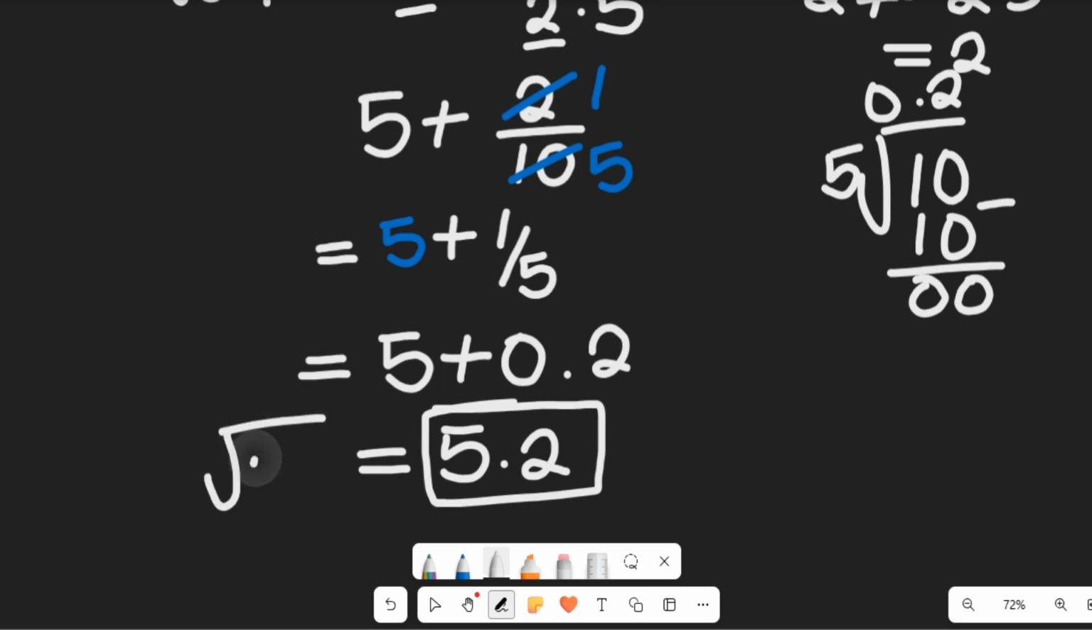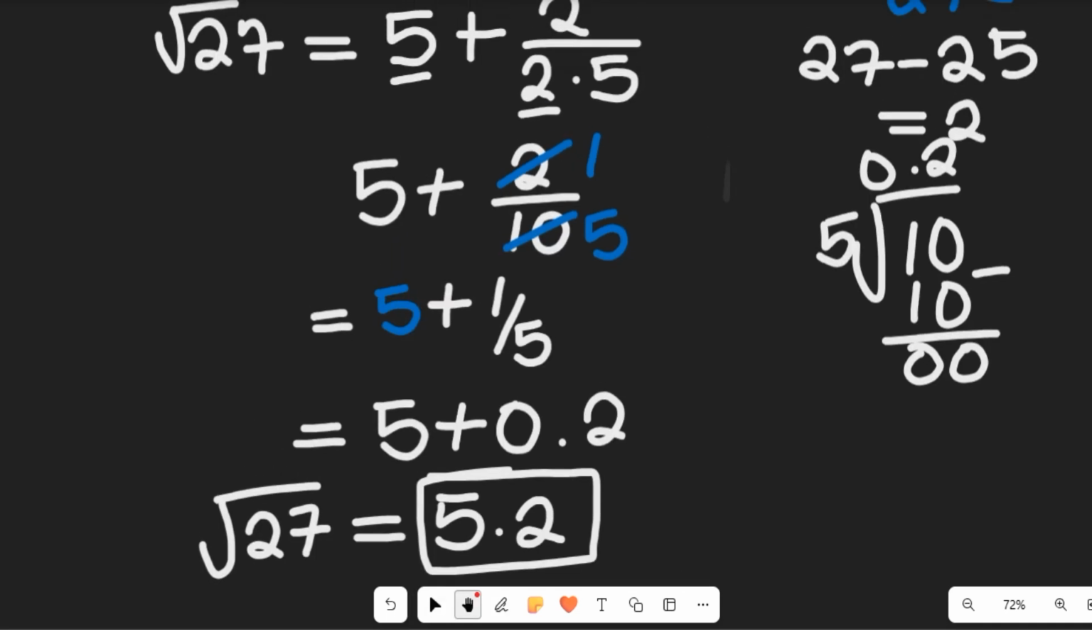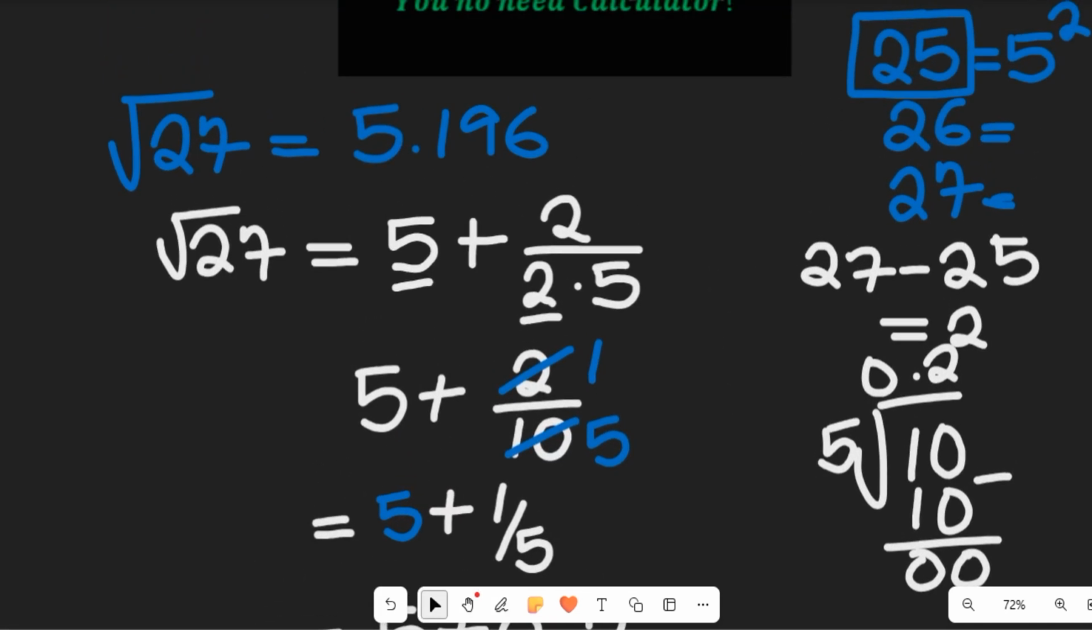Na im go give me 5.2. Now e dey rhyme with wetin calculator give us. Na the same thing, because when you approximate 9, if you approximate 9, 9 go make 1 to become 2. So we go get 5.2.